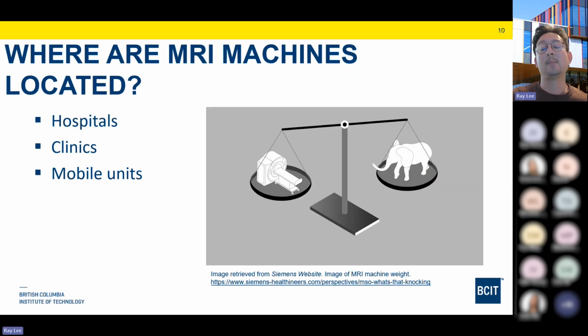If you've never had an MRI before, you may not know where to find these machines. So they're generally found in hospitals, private clinics, and also mobile units. If you've ever had an MRI or have a future MRI, look to see where these are, because they're usually on the ground floor of these facilities just because of the sheer weight of the actual MRI machine and the magnet and the cooling that has to go into it.